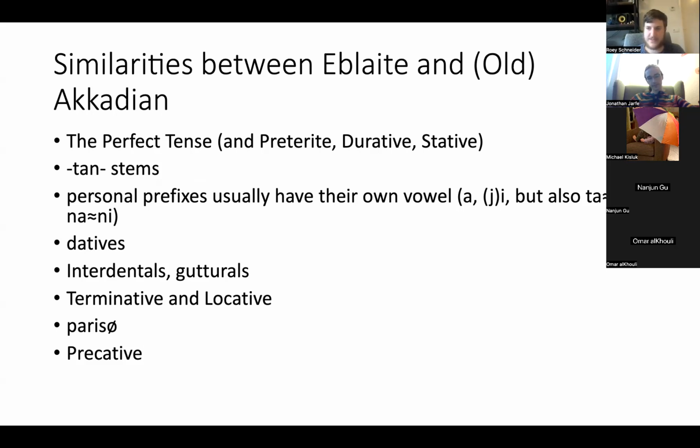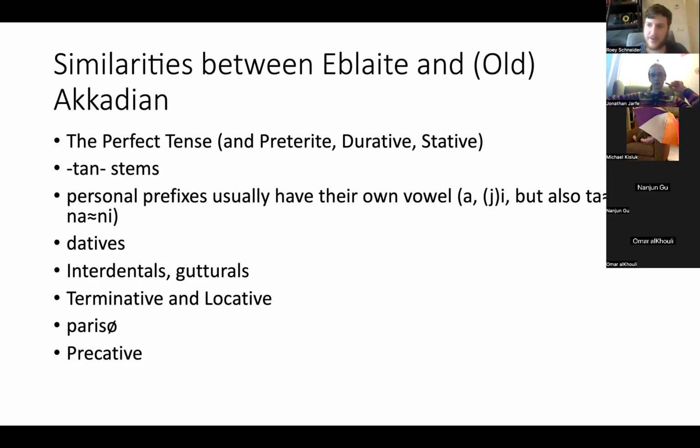There are datives, so there are dative suffixes and dative pronouns, which do not exist in any other Semitic language. Like Old Akkadian, and not like other dialects of Akkadian, Eblaite has retained the interdentals and the gutturals. It does not, like Old Akkadian, distinguish hey and het, nor does it distinguish aleph and ain, I think. But no, maybe aleph and ain they do.